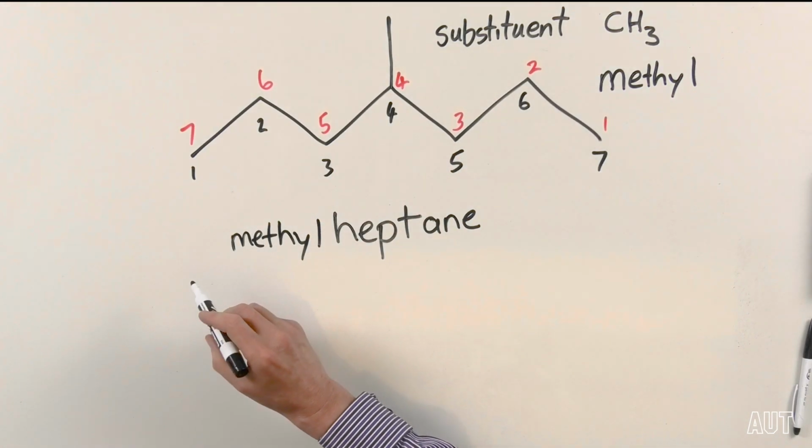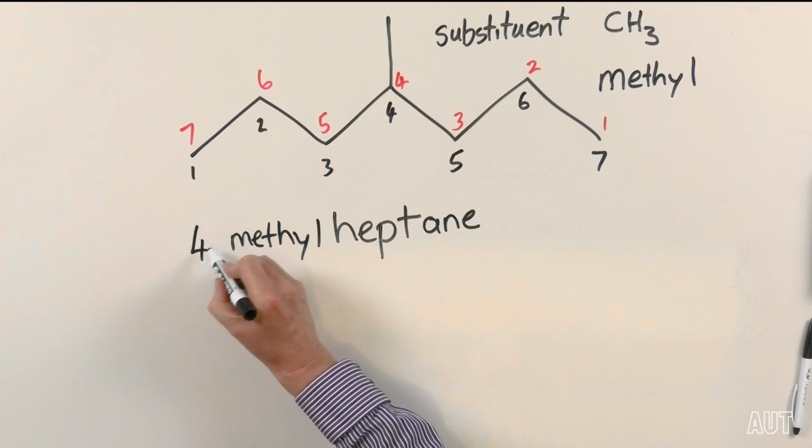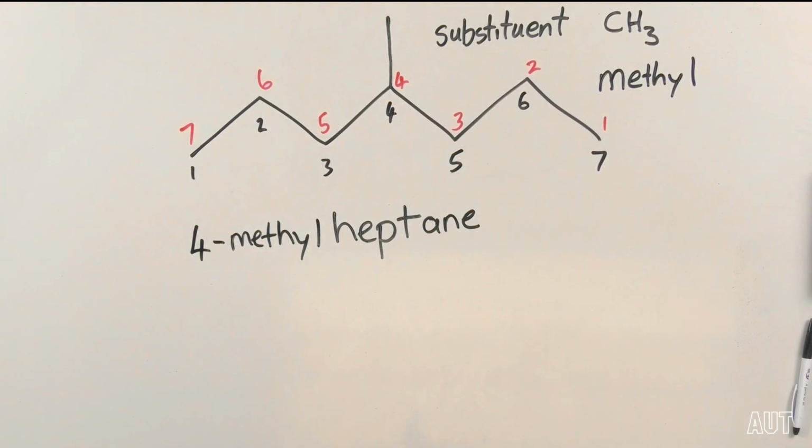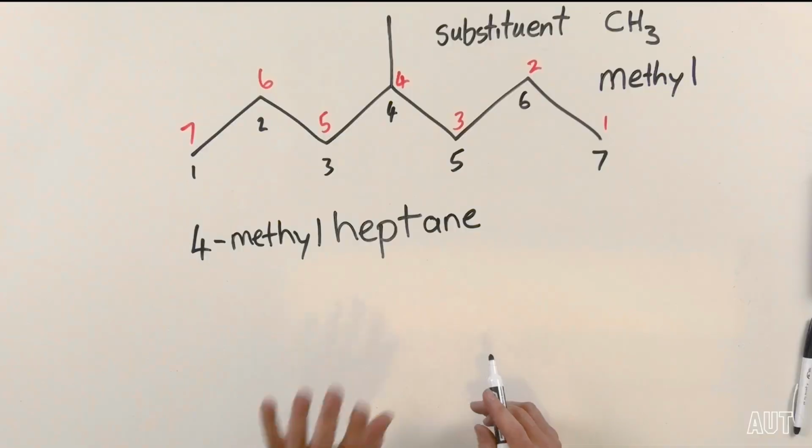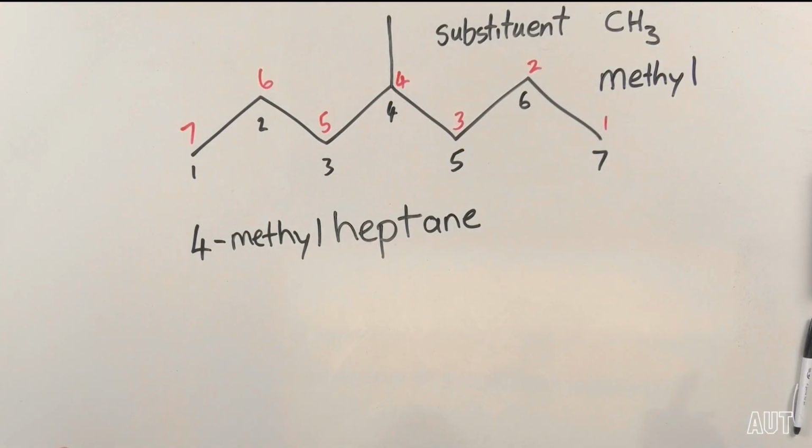And so therefore, we are going to say it is 4-methyl heptane. And that's it. Fairly straightforward, hopefully. 4-methyl heptane. What is that telling us? What's the information contained in the name? Hept means the longest carbon chain is 7. Ane means that all of the bonds in the molecule are single.